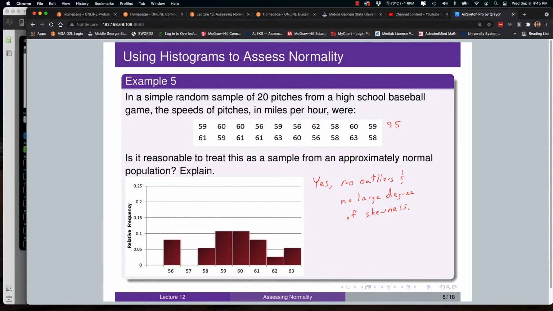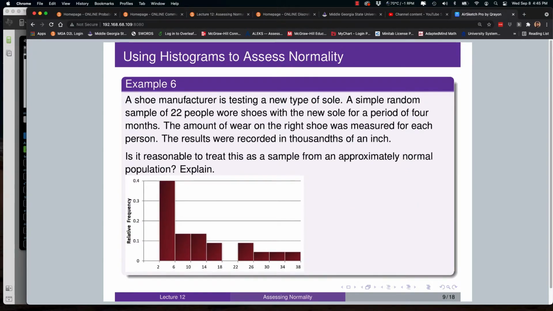Okay, let's look at a box plot that is definitely skewed and has issues. This one is definitely skewed beyond a shadow of a doubt. Here we've got a shoe manufacturer who's testing a new type of sole on their shoe. They took a simple random sample of 22 people who wore the shoes with the new sole for a period of 4 months. The amount of wear on the right shoe was measured for each person. The results were recorded in thousandths of an inch. Is it reasonable to treat this sample as one that came from an approximately normal population?